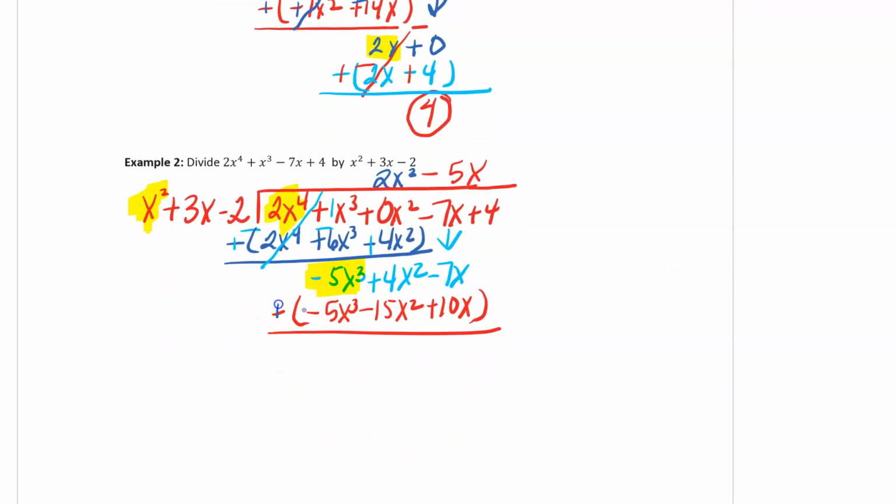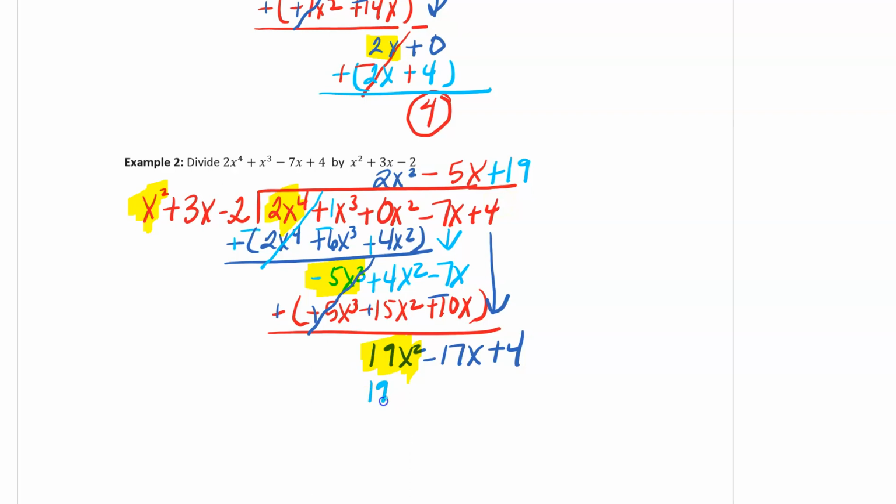And so I'm going to change all the signs. So this cancels, and I have 19x squared minus 17x, and I'm going to bring down the last term. And I'm going to compare again. X squared times what would give me 19x squared? And that would be a positive 19. It's placed above the 4, so this is going to be the last time I have to do this.